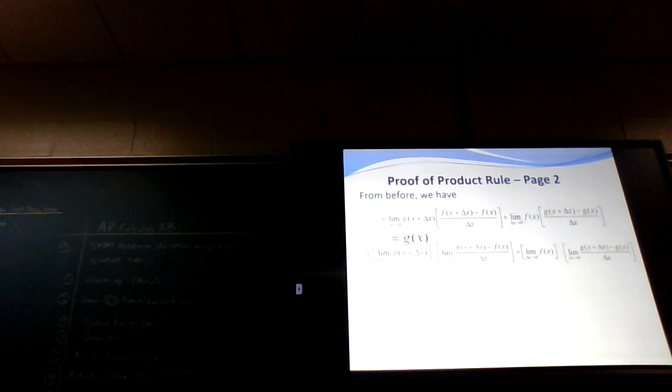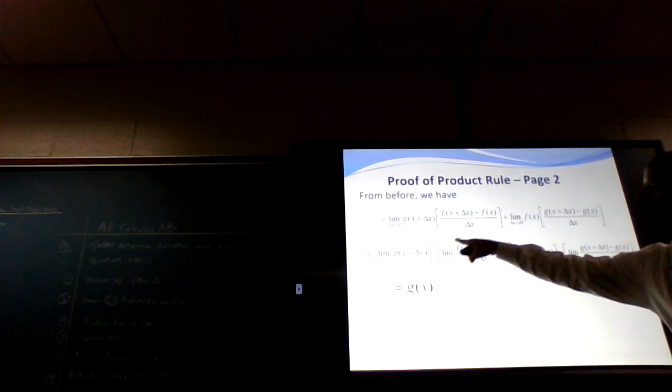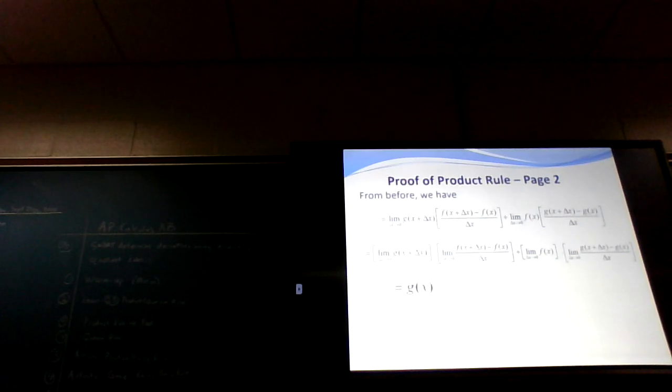Just g of x. And that's exactly right. That's going to be g of x. The most important question I have for you: does anybody recognize what this is? It is the derivative of f of x. So that makes it g of x times f prime of x.